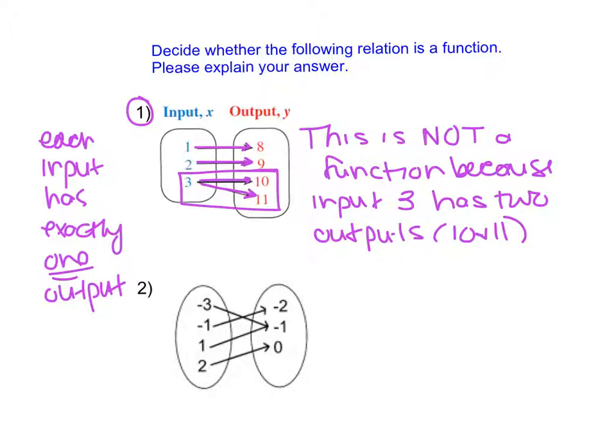Then if we look down at example 2, we go through this same process. Input of -3 has an output of -1. Input of -1 has an output of -2. Input of 1, one output. Input of 2, one output. So this one is actually okay. Even though -3 and 1 share an output, that's actually okay. They can share an output. The big thing is that each input only goes to one output.